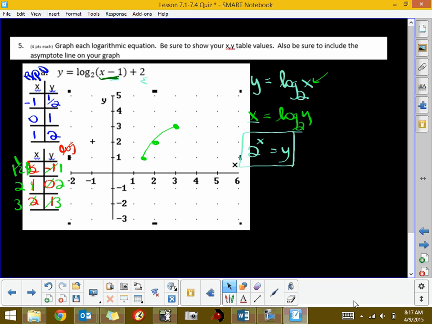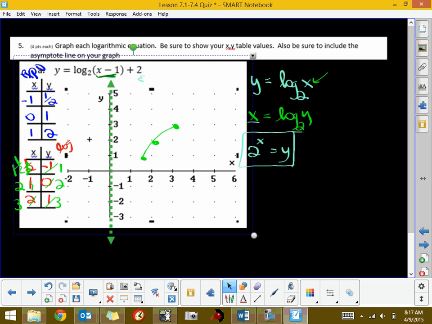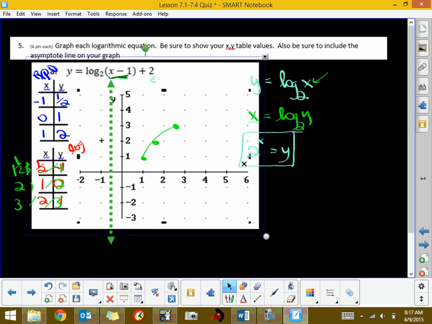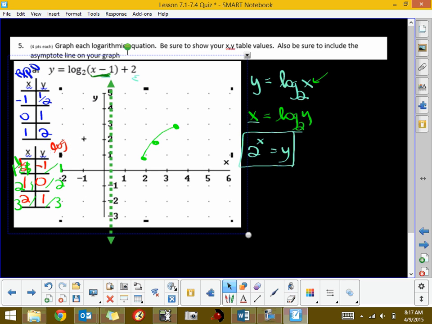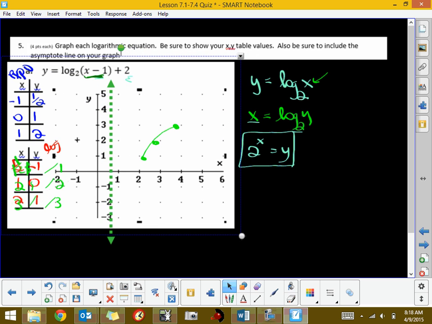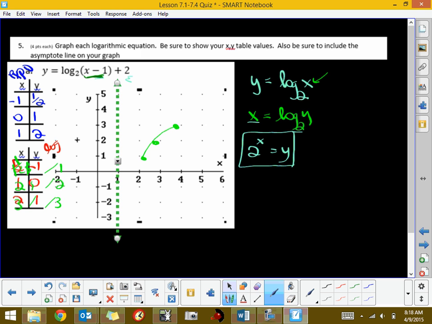We should remember that every log graph has a vertical asymptote. Now it is normally situated on the y-axis, but because we've moved the entire graph 1 unit to the right, then that asymptote gets moved 1 unit to the right as well. Move it 1 unit to the right, and then you can finish your curve. So the curve is going to come down through the points that we have on our graph, come close to the asymptote, and then go on to the right forever.